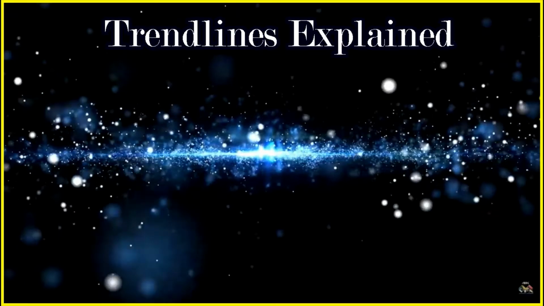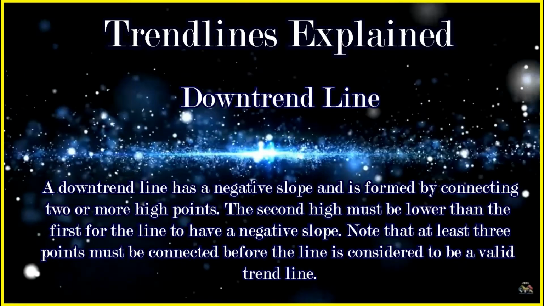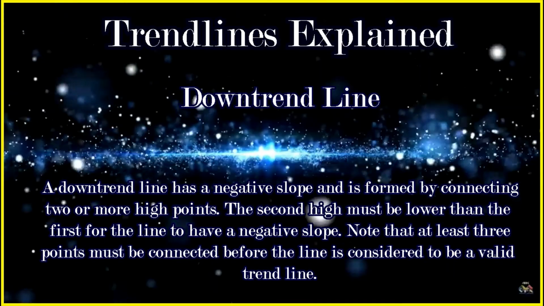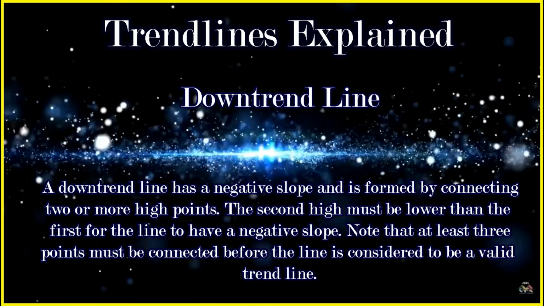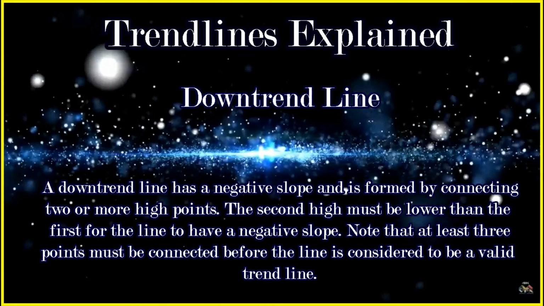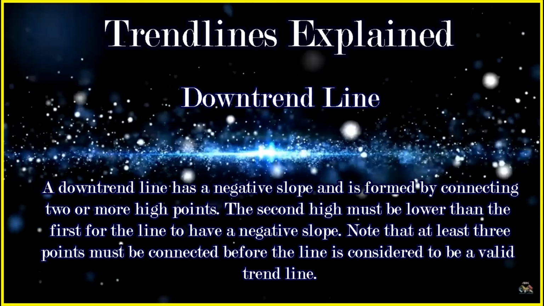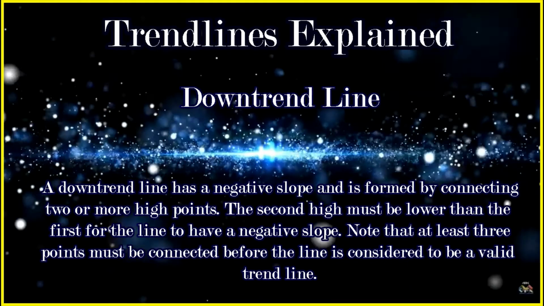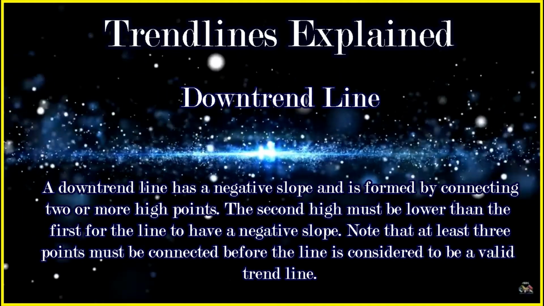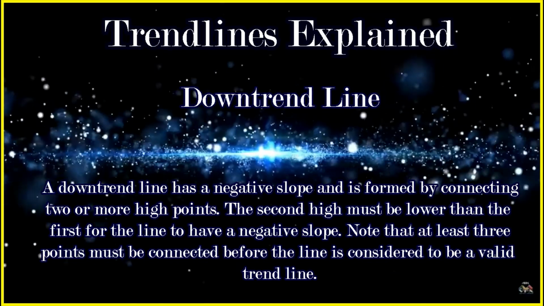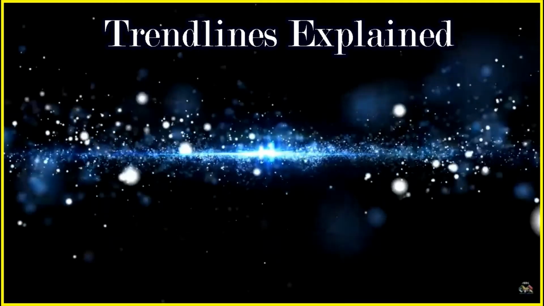So if we move into a downtrend line, it has a negative slope and is formed by connecting two or more high points. The second high must be lower than the first for the line to have a negative slope. Note that at least 3 points must be connected before the line is considered to be valid. So that's the 3 touches on that trend line as well.